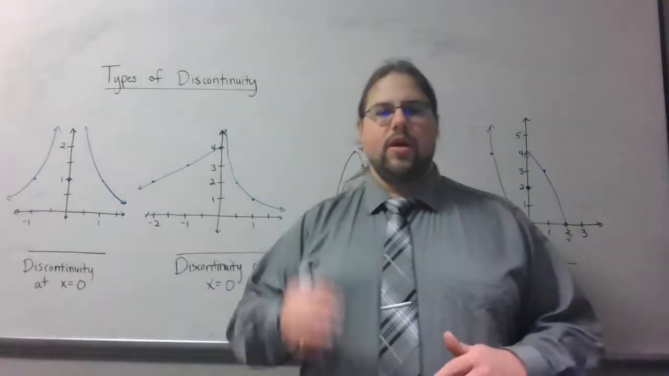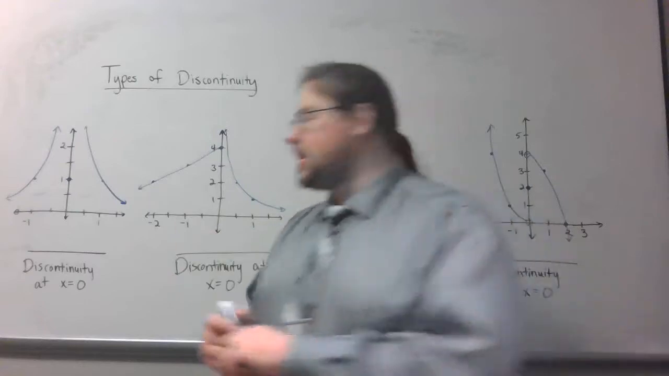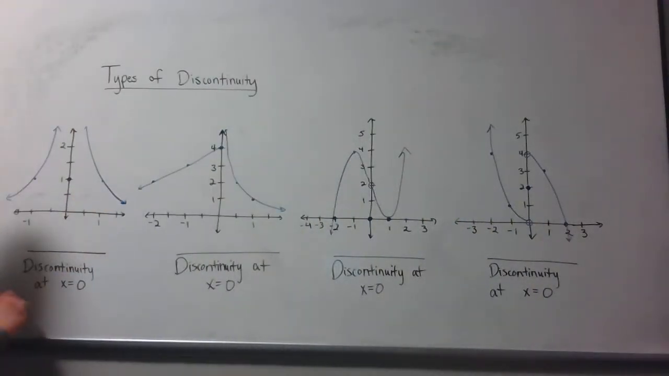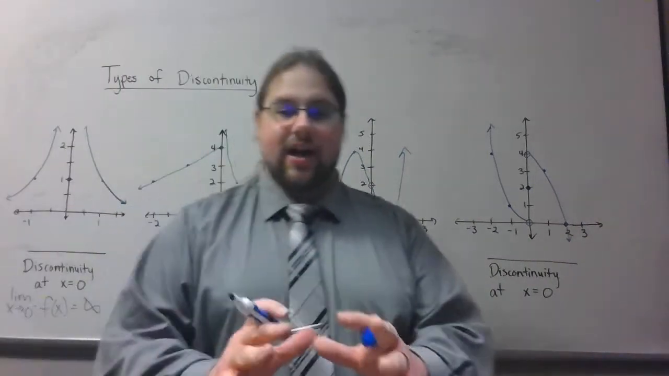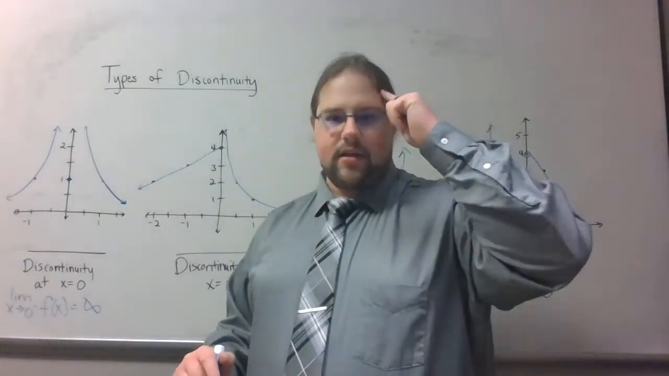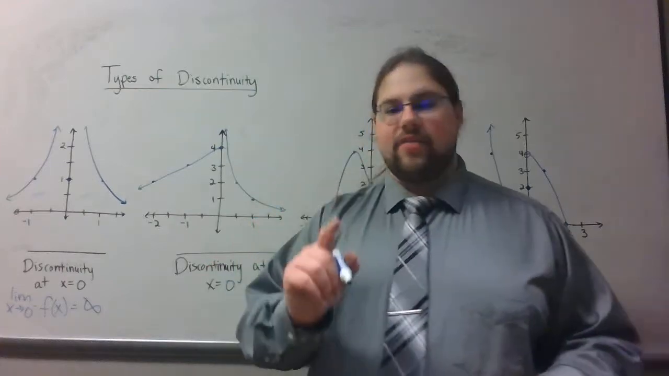So here's what I'm going to do. I'm going to look at the left side limit and the right side limit and see what happens. So if I look at the left side limit, the limit as x approaches 0 from the left of this function, it goes toward positive infinity. I can stop right there and say, I already know what the answer is. I want you guys to pause and think. What kind of discontinuity has a limit at infinity?